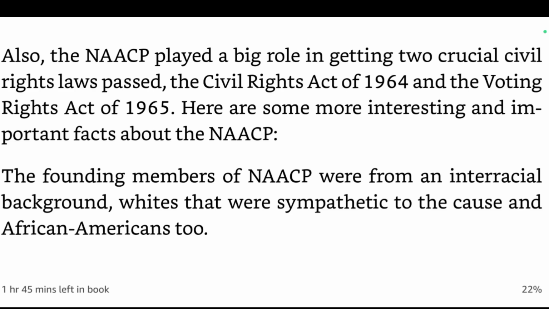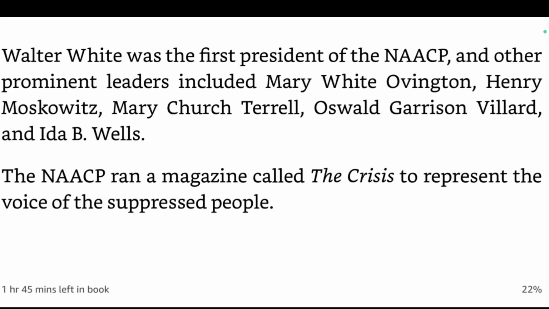Here are some more interesting and important facts about the NAACP. The founding members of the NAACP were from interracial backgrounds, whites that were sympathetic to the cause and African Americans too. Walter White was the first president of the NAACP, and the other prominent leaders included Mary White Ovington, Henry Moskowitz, Mary Church Terrell, Oswald Garrison Villard, and Ida B. Wells.